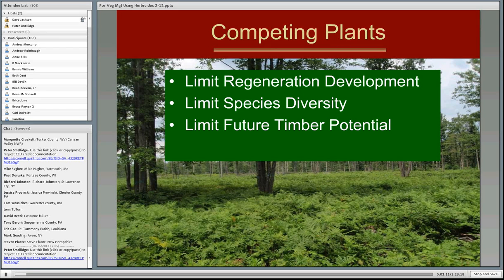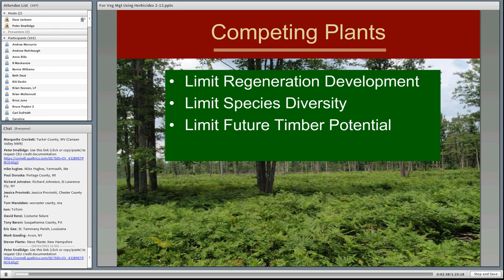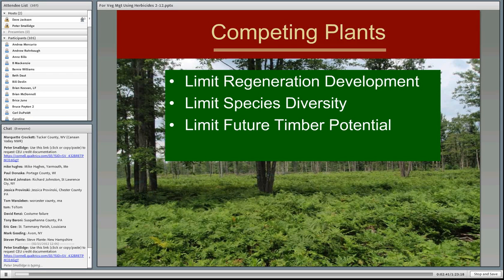Limit regeneration development. So when we're looking at regenerating our forests, competing plants can limit and interfere with the germination, development, and growth of regeneration. Limit species diversity. We're always looking to grow and manage diverse forests to protect us from insect and disease issues. And when we have severe competing plant problems, we can really have a limited amount of diversity out there. Limit future timber potential. So if we're looking at growing quality timber of diverse, valuable species, competing plants can interfere with that potential.